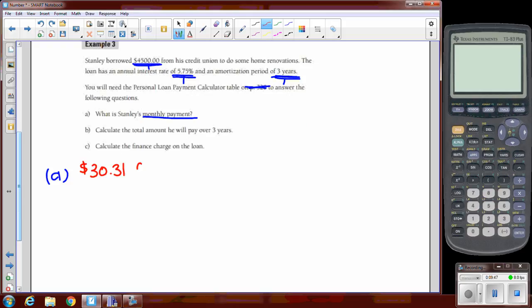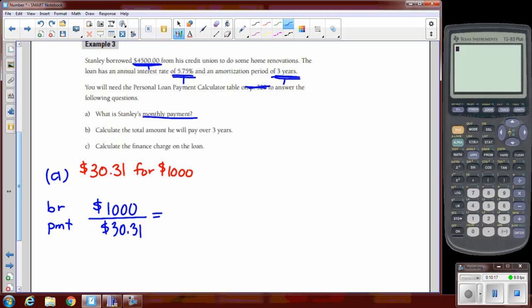$30.31 based on a $1,000 loan. Now in math, you would have come up with situations where we can learn how to cross multiply. We could make a ratio in this example. So what we do know is that if you borrow $1,000, your monthly payment is going to be $30.31. So this is what you borrowed, and this is your payment.